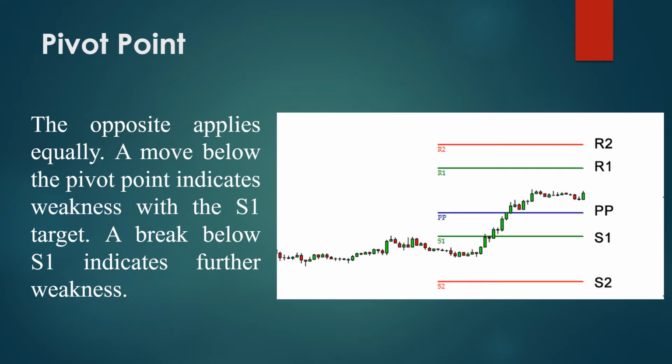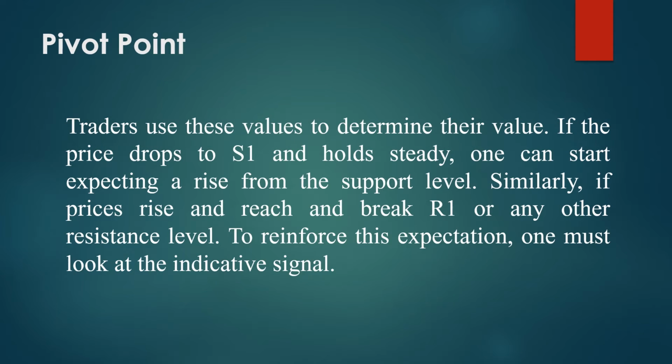A move below the pivot point indicates weakness, with the first support, that is S1, as a target. A break below the first support, S1, indicates further weakness. A trader who uses these values to determine their trades, if the price drops to S1 and holds steady, can start expecting a rise from the support level. Similarly, if the price rises and breaks the first resistance level or any other resistance level, one can expect a decline. To reinforce this expectation, one must look at the indicative signal.